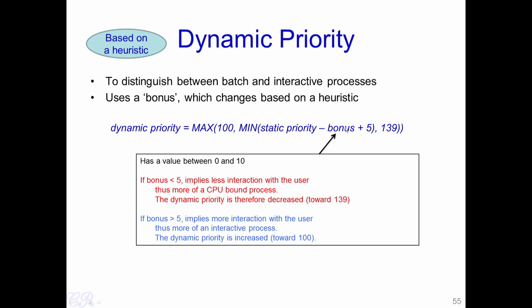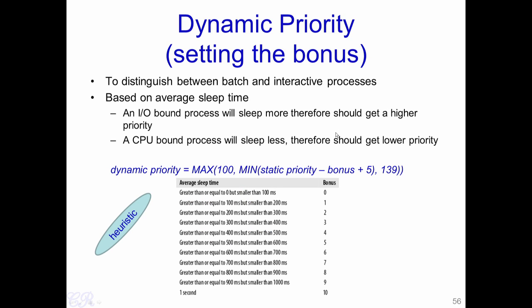So, the crucial part is now how do we actually set the value of bonus. The bonus in the scheduler is determined by the average sleep time of a process. The assumption here is I/O bound processes will sleep, or in other words will block more, therefore should get a higher priority. So, therefore, I/O bound processes will have a higher value of bonus. On the other hand, CPU bound processes will sleep less, therefore should get a lower priority.